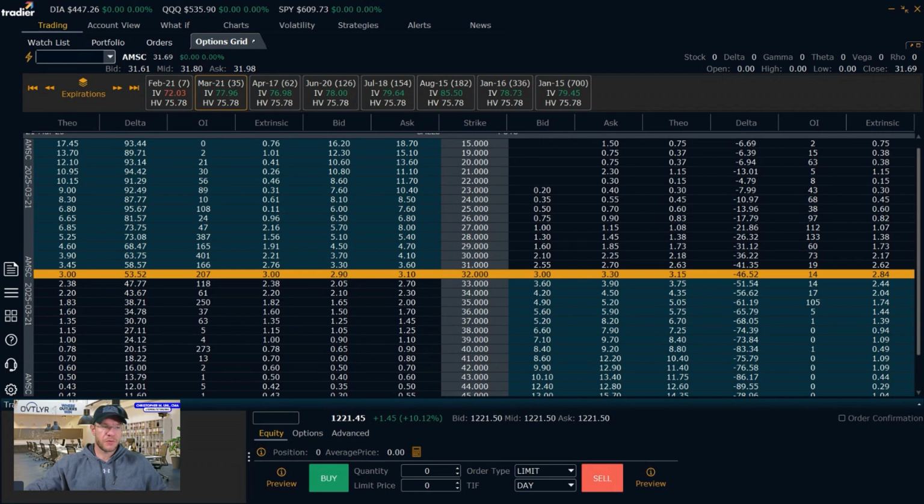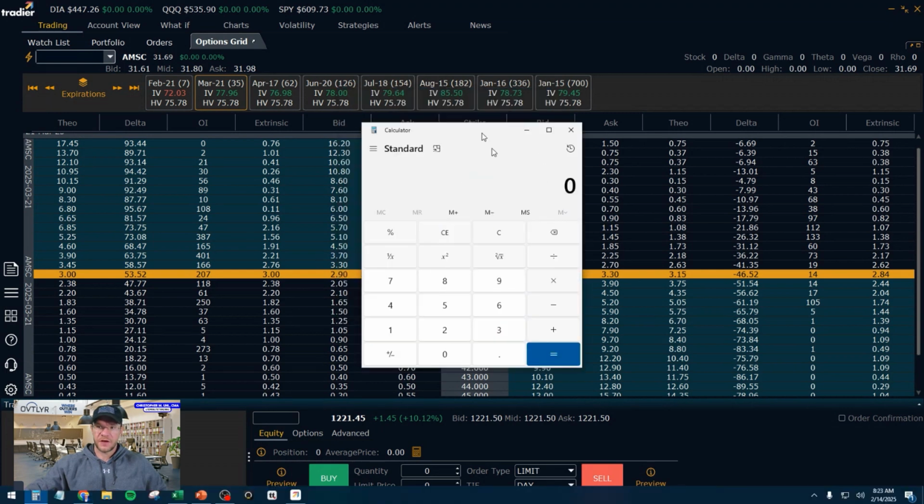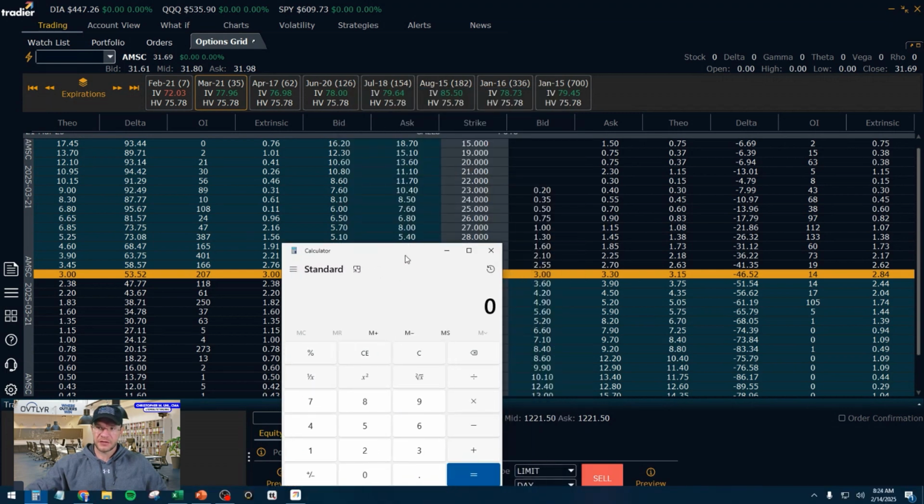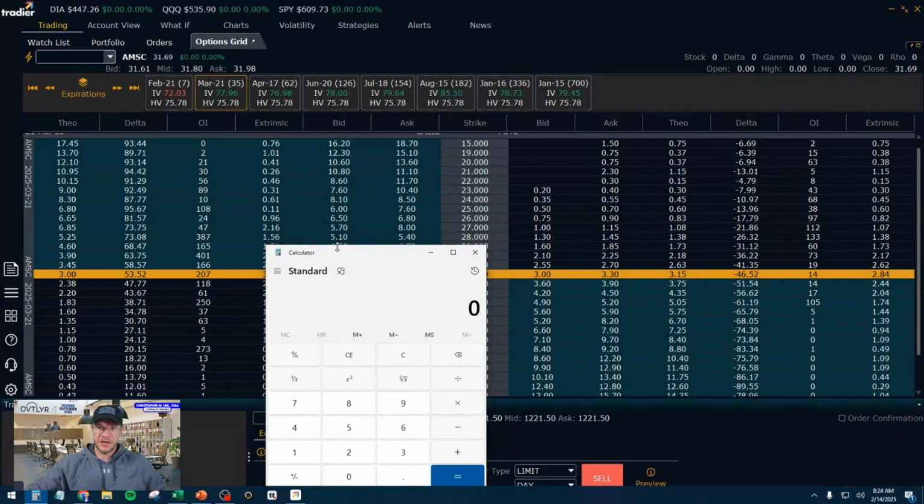But here is an important thing. If I am going to buy it at $5.40 and then immediately sell it back at $5.10, how much is that? So 0.3 divided by 5.4. That's 5% of the option on the bid-ask spread.